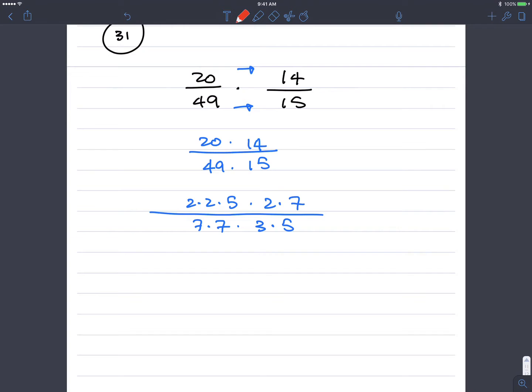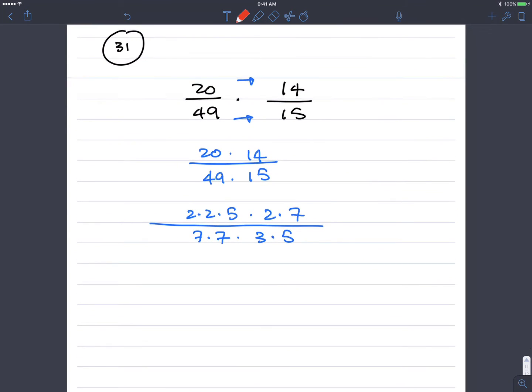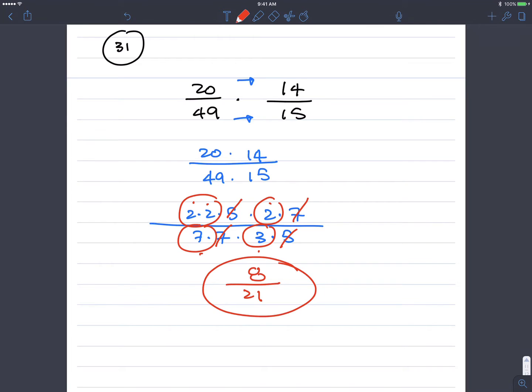So if we look at this, because we're going to use this cancellation property, we look for a number on top and the same number on bottom. I see a 5 on top and a 5 on the bottom. I see a 7 on top and a 7 on the bottom. And that's it. And so let's go back and carefully circle what's left so we can give the correct answer. We got 2 times 2 times 2, and that's going to give us an 8. 7 times 3 is 21. This answer here is reduced to lowest terms. We're done.